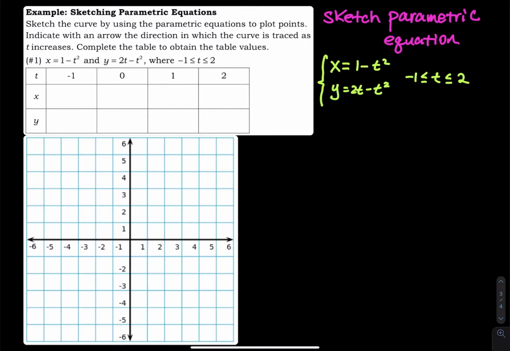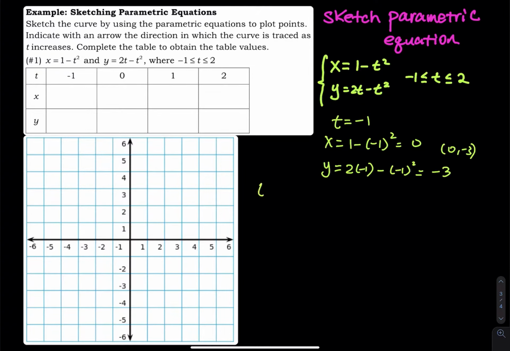So when t equals -1, we have x equals 1 minus (-1) squared, which equals 0, and then y equals 2 times -1 minus (-1) squared, which equals -2 minus 1, which is -3. So the first point I have is (0, -3). Let's put this in here, and then I will fill out the table.